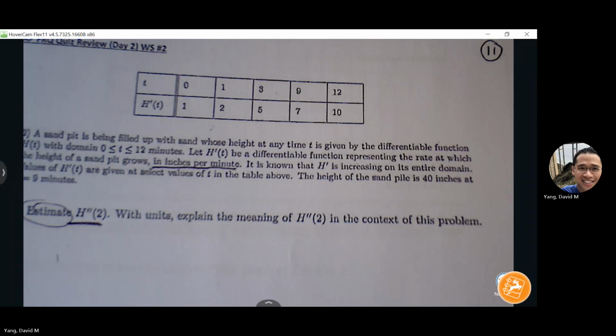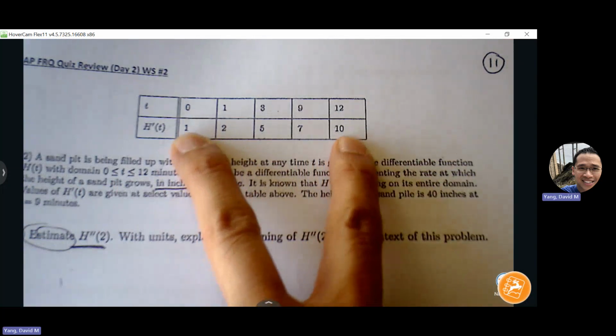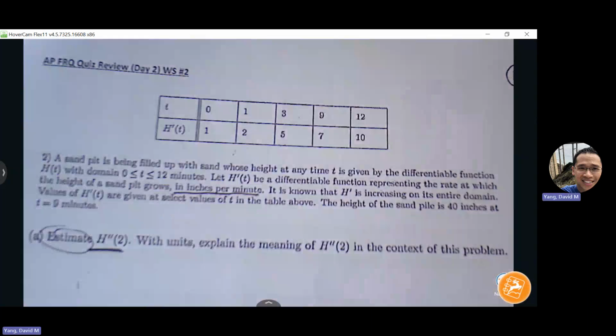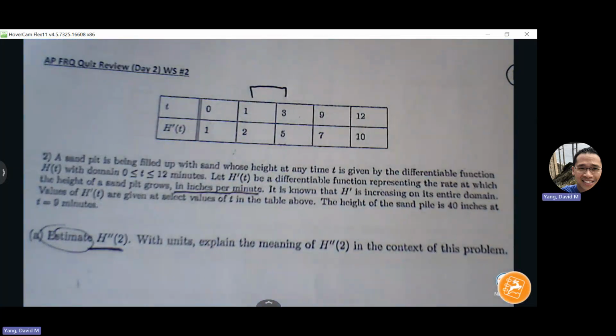Two points. Now, which points would you choose? Should we use the entire interval? Which one do you think? So I would say these two ordered pairs here: 1, 2, and 3, 5.